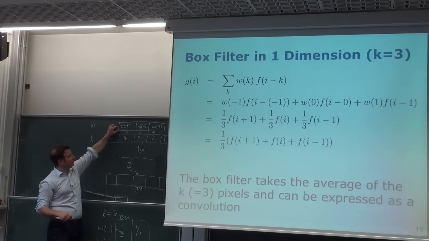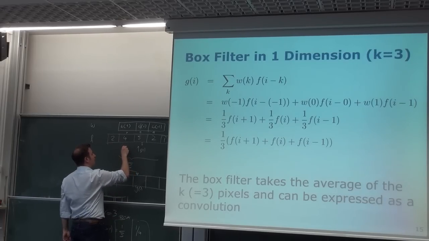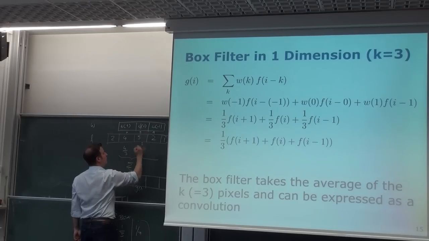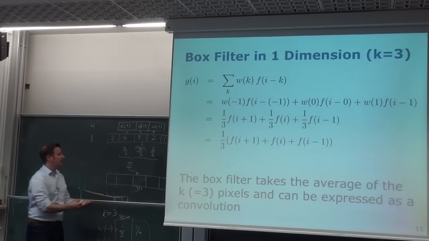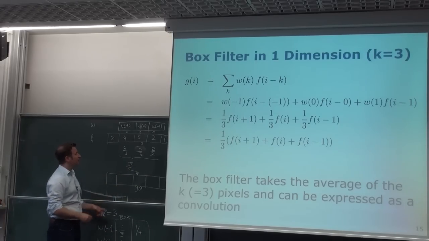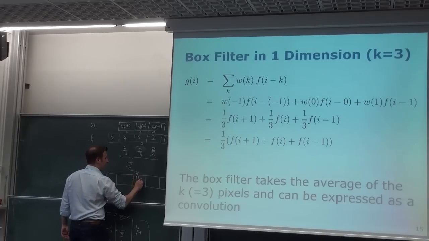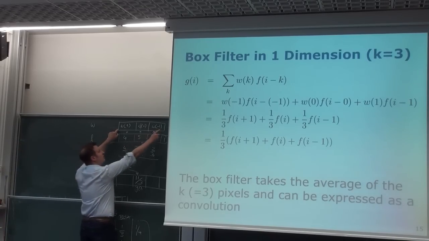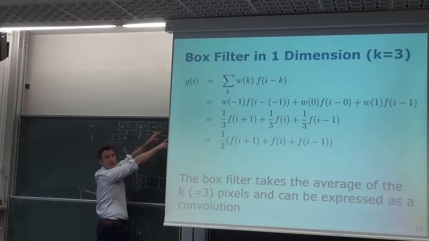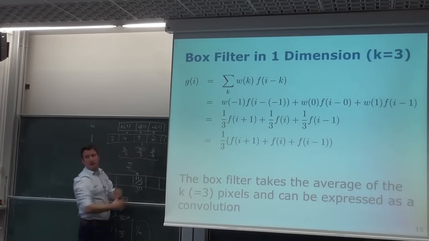In our case, this would be all 1 divided by 3, so this equals 4 divided by 3, this is 5 divided by 3, this is 2 divided by 3, and then I sum up those values, so 11 divided by 3 will be the output value here. I can see this as having a kernel which simply slides over the image. At every position we stop, compute the sum, move it one step further, compute the sum, and so on.